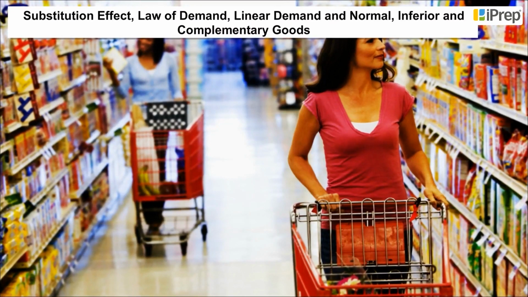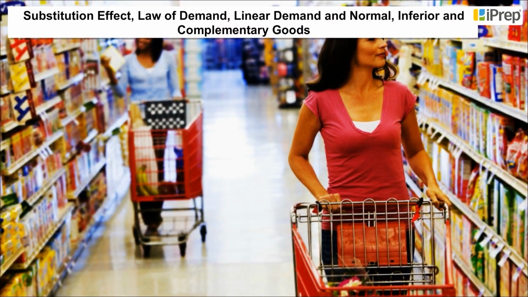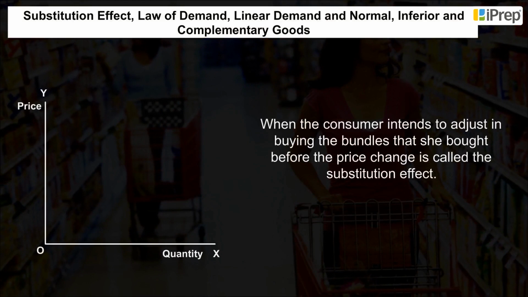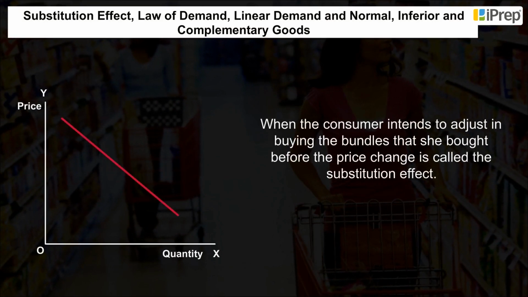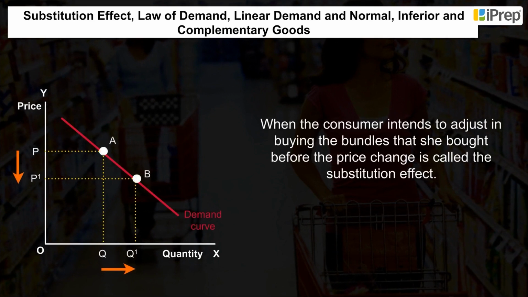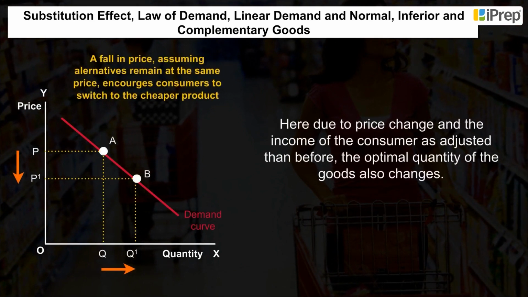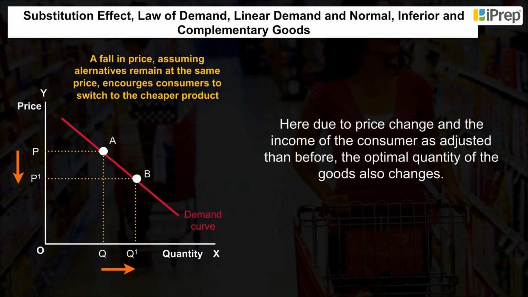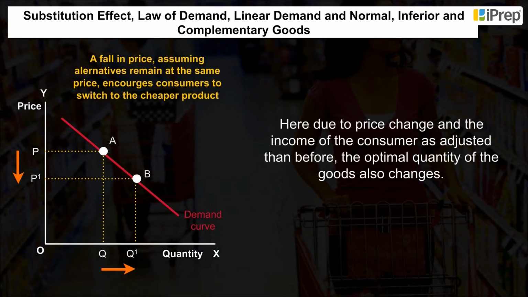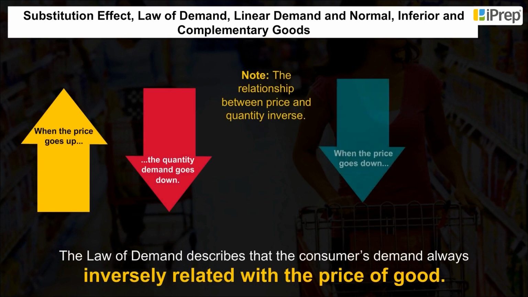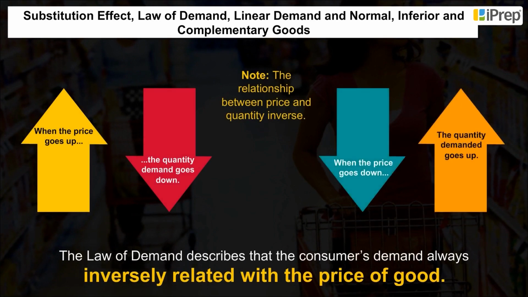Substitution effect, law of demand, linear demand and normal, inferior and complementary goods. When the consumer intends to adjust in buying the bundles that she bought before the price change, it is called the substitution effect. Here, due to the price change and the income of the consumer being adjusted from before, the optimal quantity of the goods also changes. The law of demand describes that the consumer's demand is always inversely related with the price of the good.